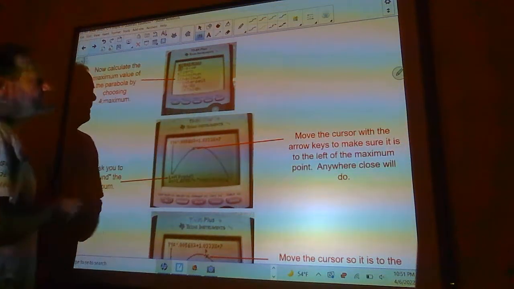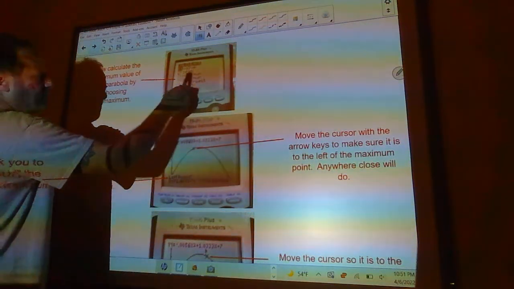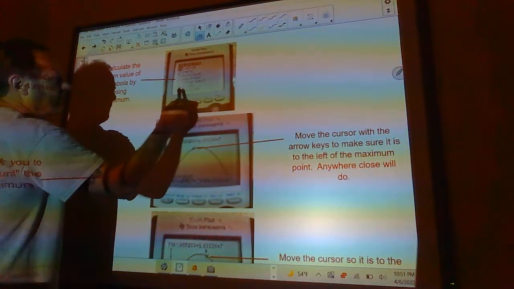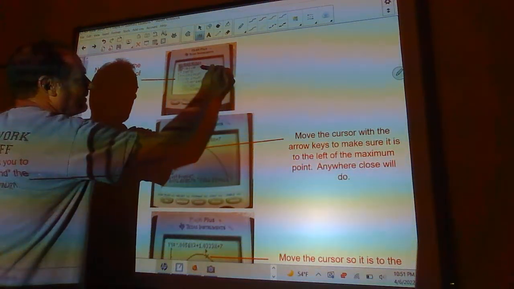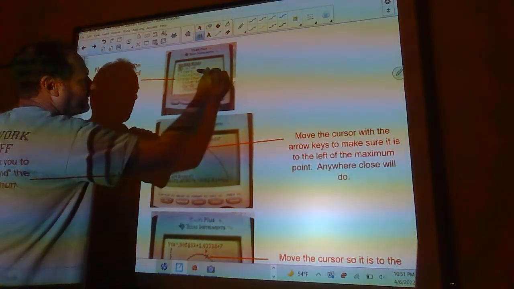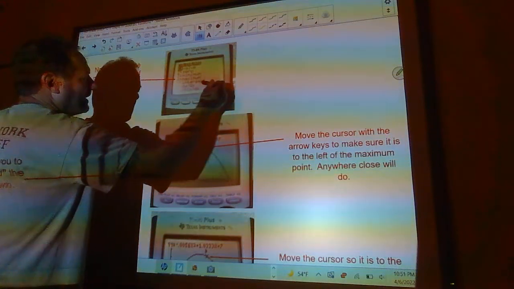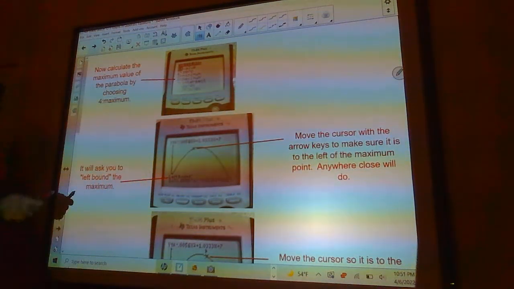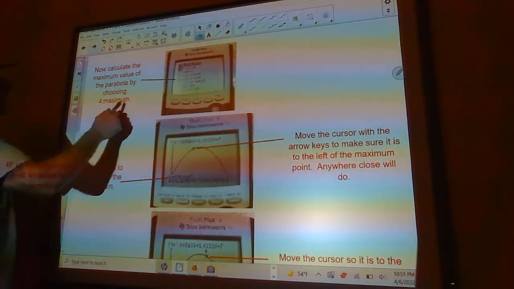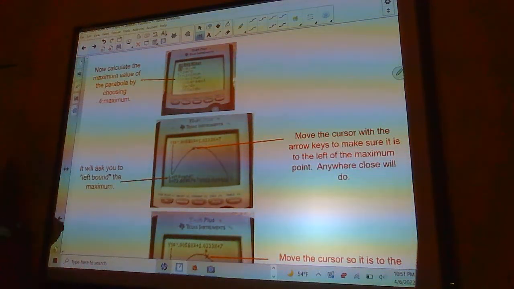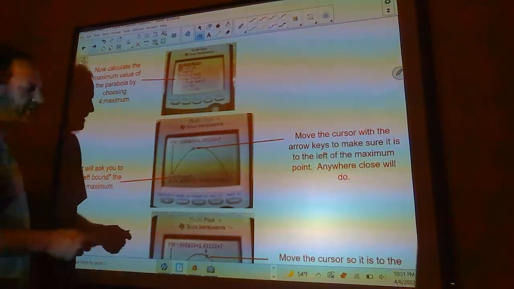You're going to calculate. Now, we want the maximum point. There's a bunch of things we can calculate in here. Mostly, we're going to use these four things: the zero, the minimum, the maximum, and the intersect, okay? So we're going to calculate the maximum. So just go ahead and hit 4, all right? And it'll bring up a screen that looks kind of like this.